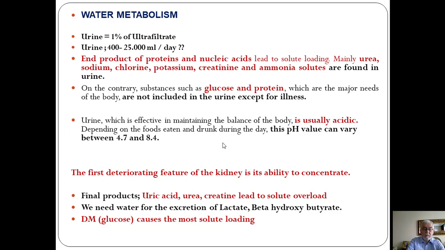The first problem of the kidney is the ability to concentrate, and this is so important because it is a key issue for homeostasis. Final products such as uric acid, urea, and creatinine lead to solid overload, and we need water for the excretion of lactate or beta-hydroxybutyric acid. And glucose causes the most solid loading.